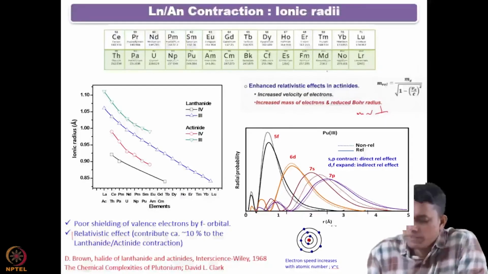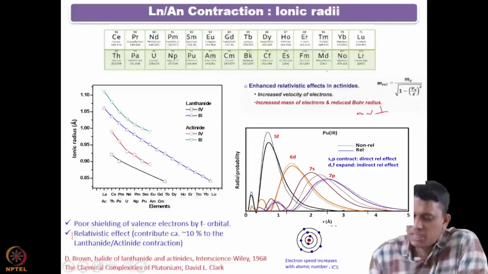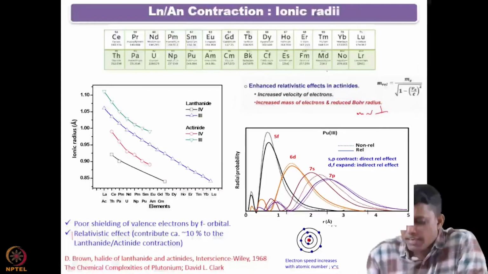Why? Because since s is getting contracted and p is getting contracted, now the shielding of the nuclear charge for the outer electrons is very high. So they contract and they shield the outer orbitals. And because of that, d and f do not feel that much attraction from the nucleus. And instead of getting contracted, they expand. So this is something called the direct relativistic effect. And this is something we call the indirect relativistic effect. The same thing you can see in the figure.